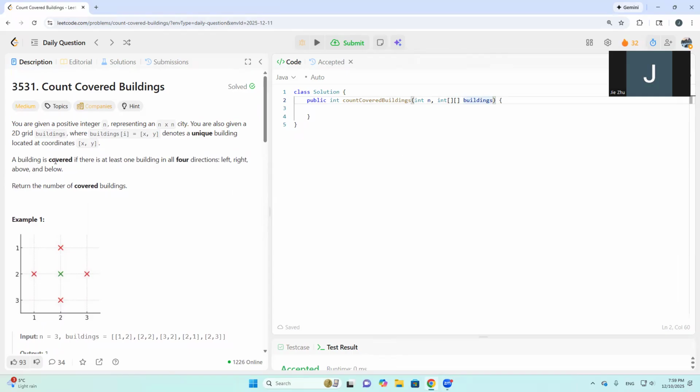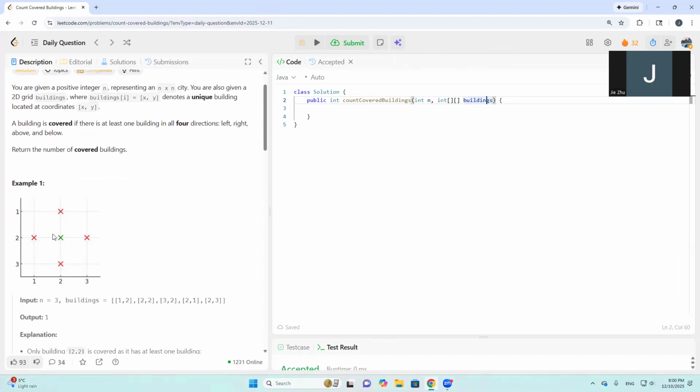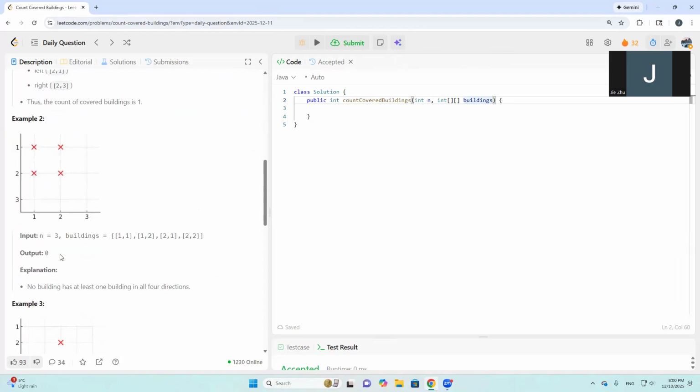It asks how many buildings are covered. So what is covered? Covered means there is at least one building in all four directions: on its left, above, right, and below. So let's see, this is the green one, right? It has a building on its left and also above, and also on the right and below.